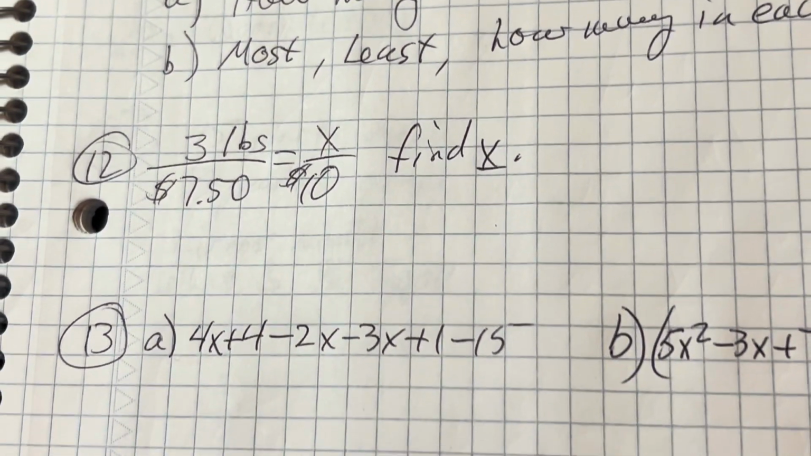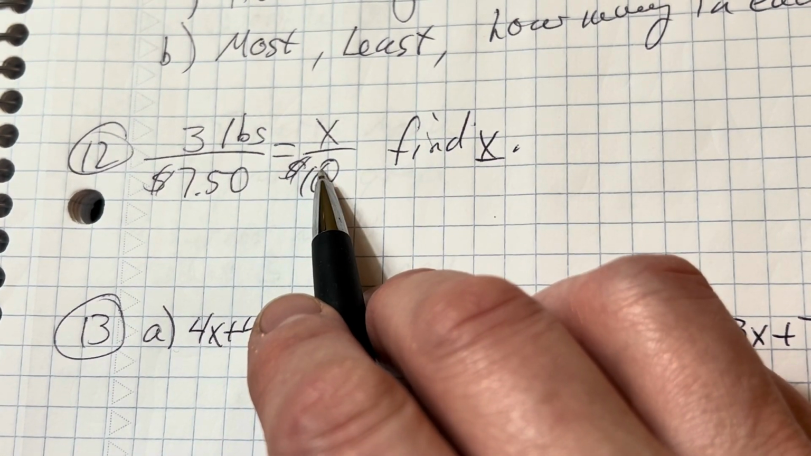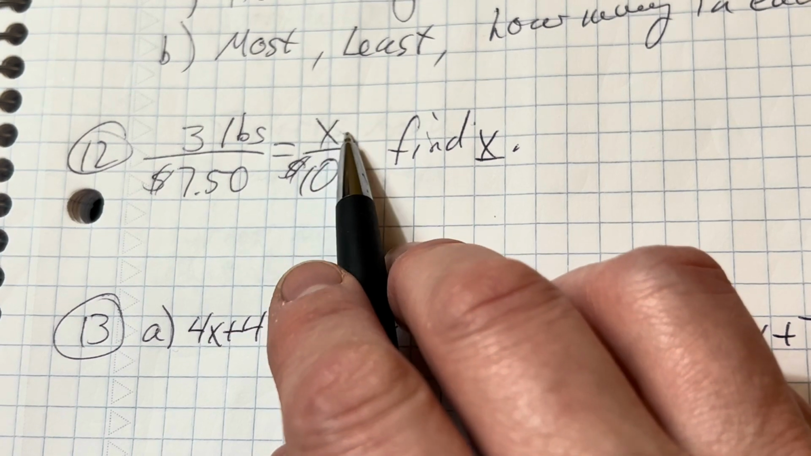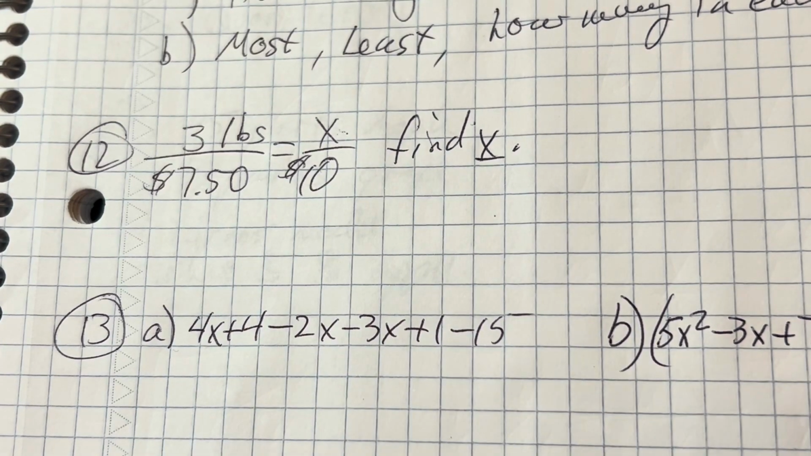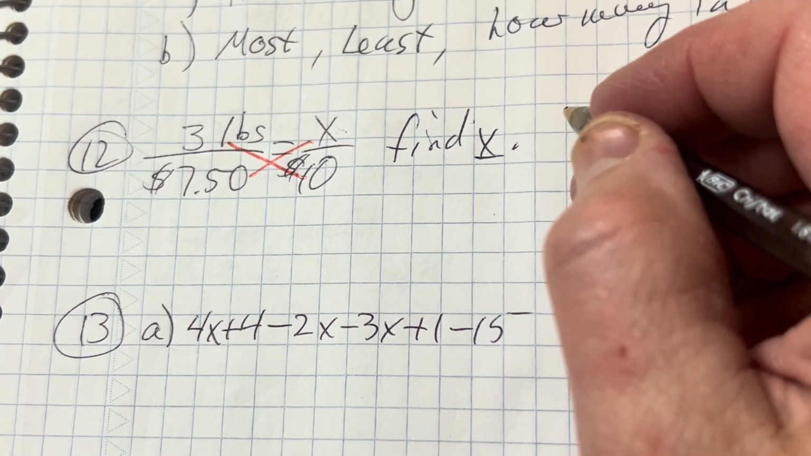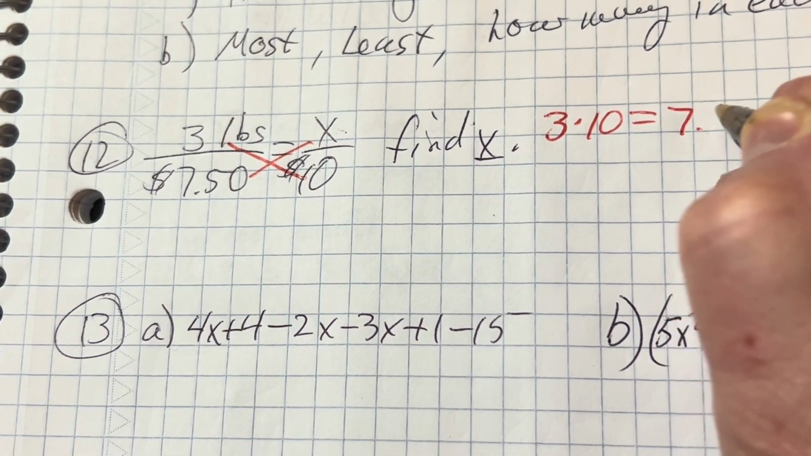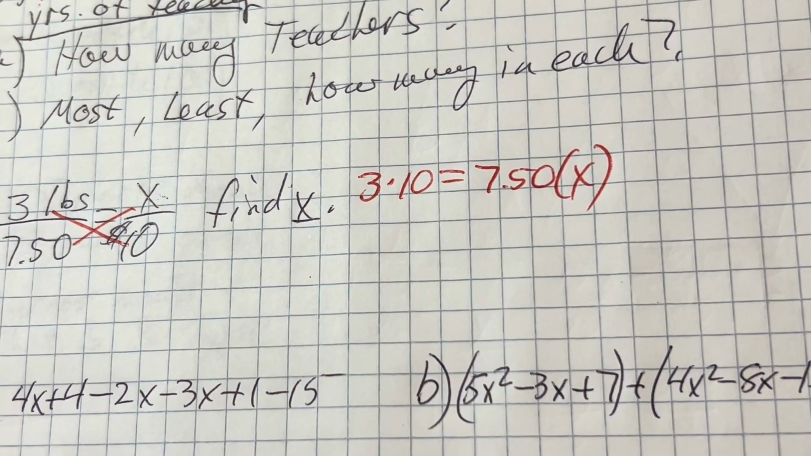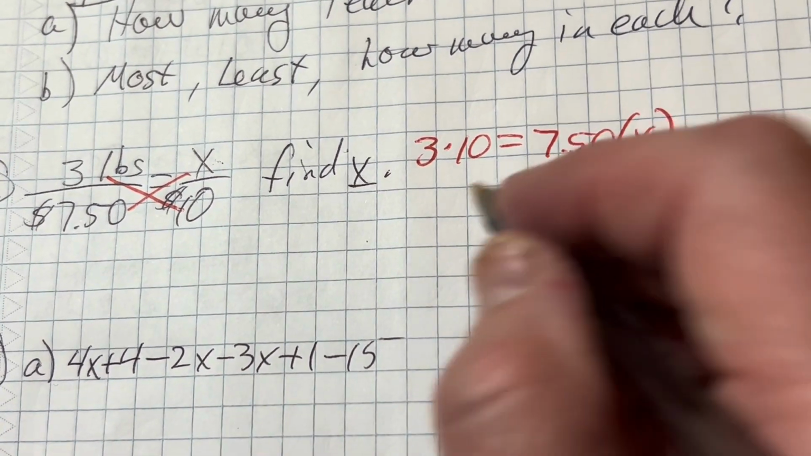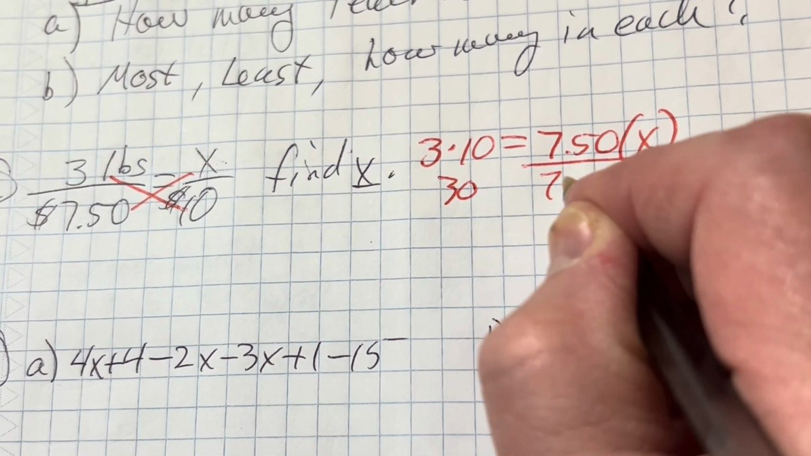Number 12. If 3 pounds is $7.50, how much can I get for $10? How much do I get? Well, I'll tell you what, folks. To do this, the simplest way is to do cross multiplication, cross products. I'm going to take 3 times 10 equals 750 times x. Can you see that? Pretty straightforward. That's 30. I'm going to divide by 750 on each side.